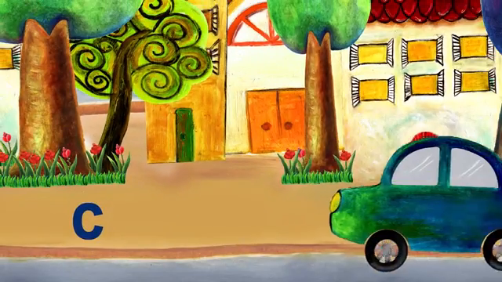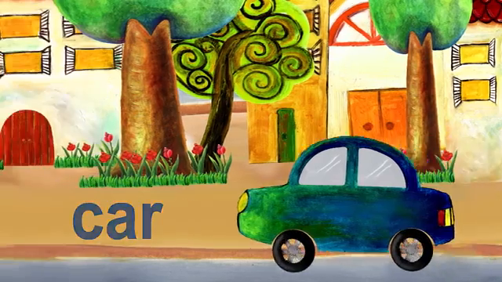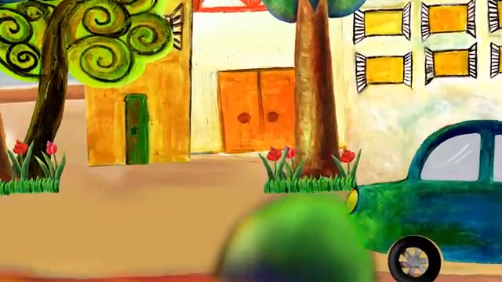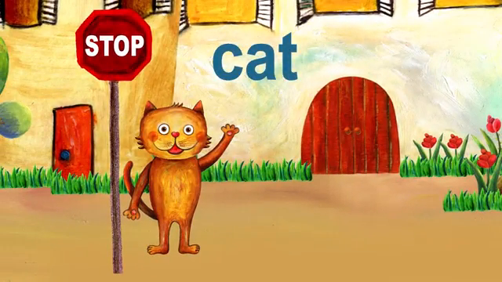Comes the letter C. C is for car. Let's see who's waiting for the car. It's a cat. Cat starts with C.